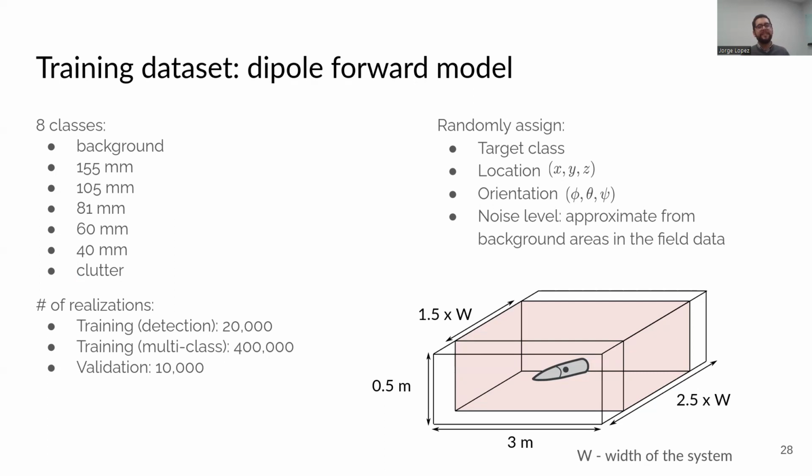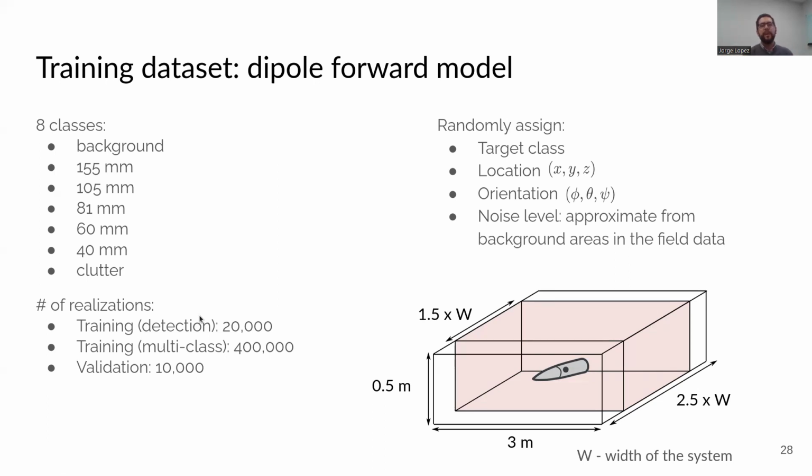Originally we were designing clutter manually, but then we used some physics-based parameterization. The next slide will go into detail of that. Just a quick reminder: since we don't have a very large amount of field data to train our neural network, we have to generate synthetic data.